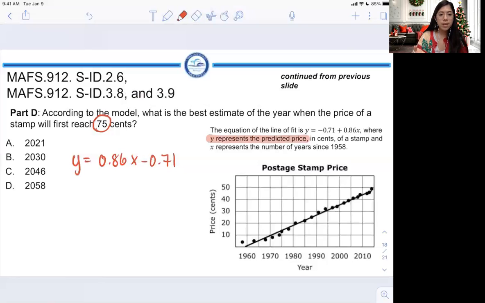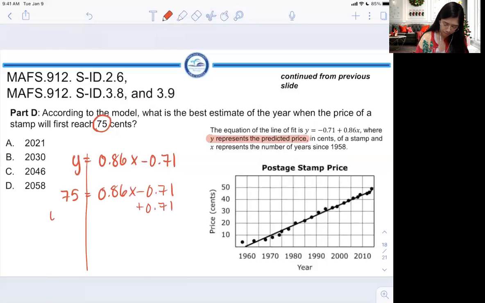So what I can do is plug in 75, but will I plug in 75 for x or for y? For y. Good. And we're going to solve for x. I add 0.71, so 75.71 equals 0.86x. I divide by 0.86.